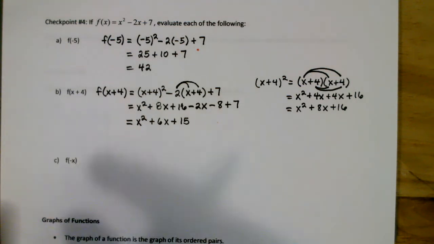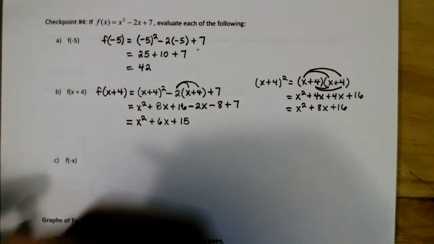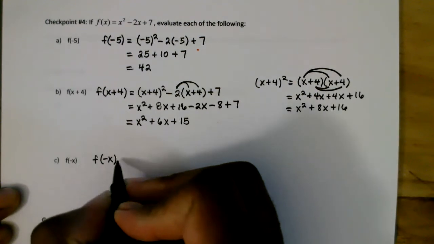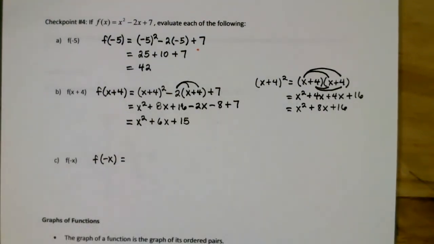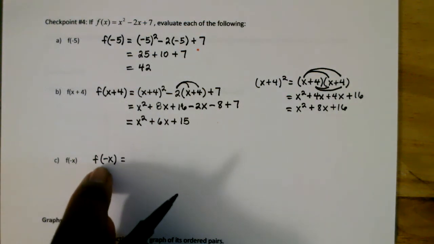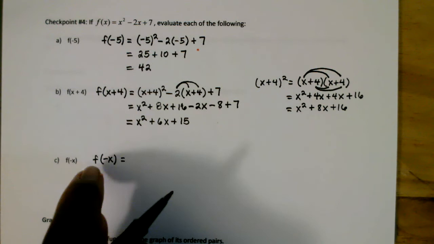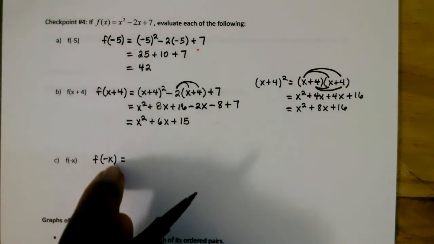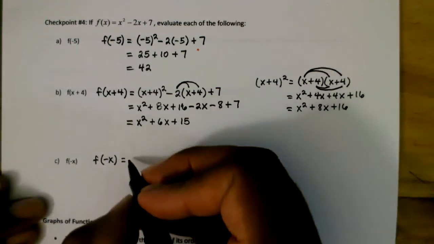Okay. And part C, f of negative x. Now you're going to see something like this when we get into determining whether a function is even or odd, because you're going to have to substitute the x with negative x. So here, this is what we'll do. Each x in f of x will be replaced with negative x. So here's what we're going to have.